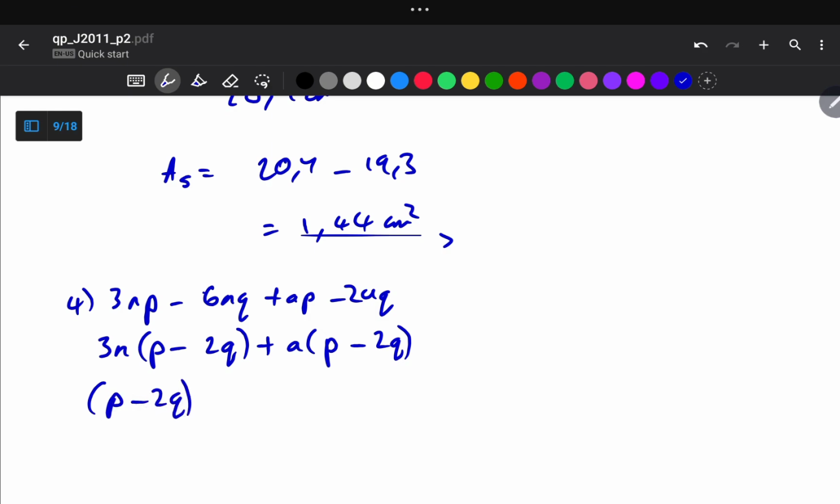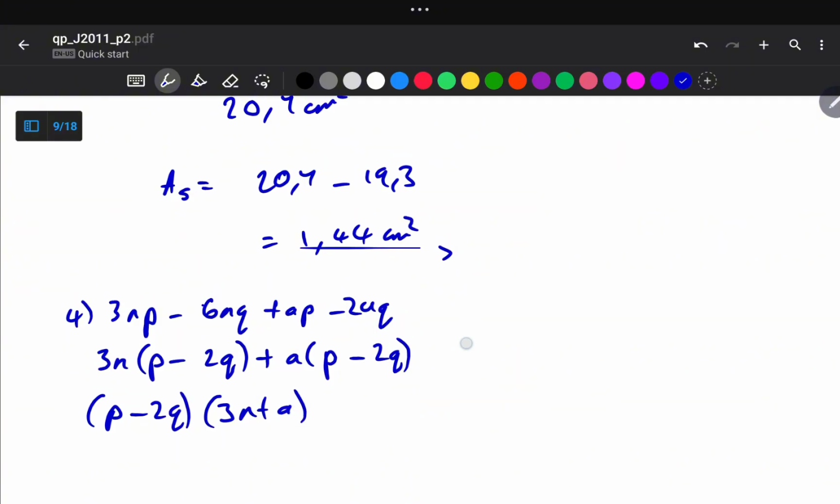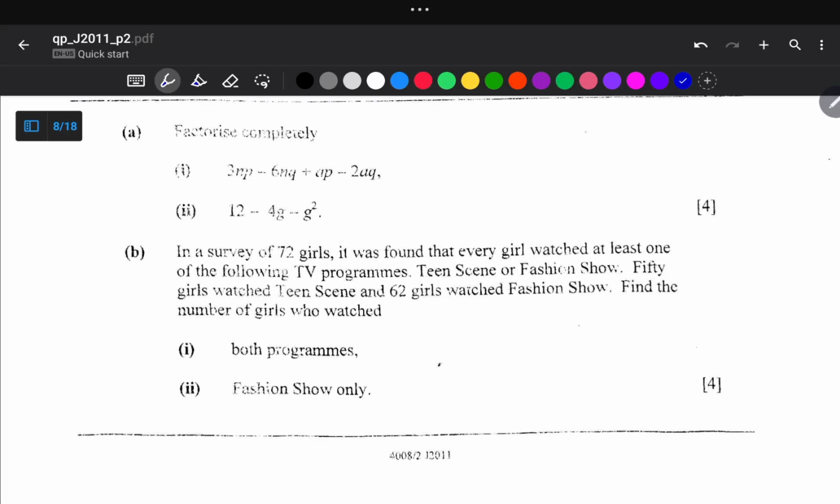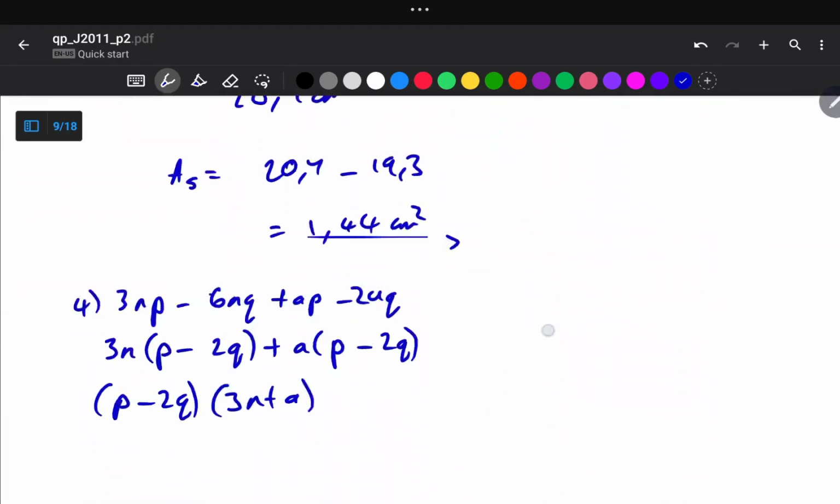So if we factor this out, we are going to multiply it by 3n plus 8. So this is our final answer. And then the next question says factorize completely 12 minus 4g minus g squared.